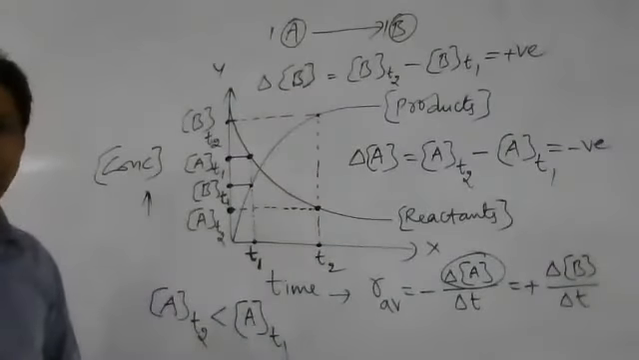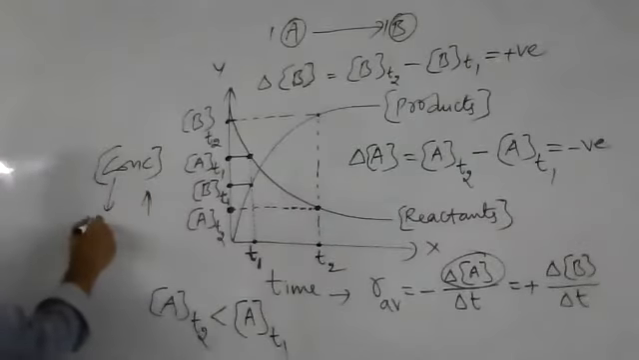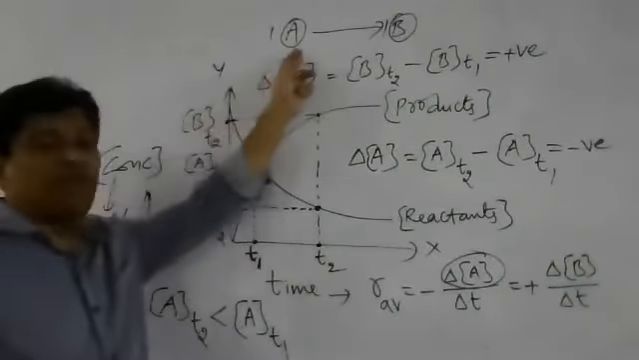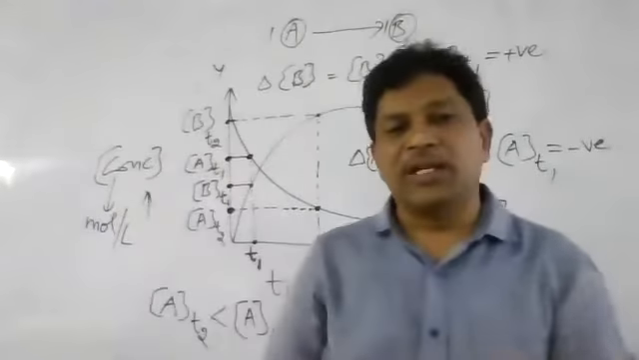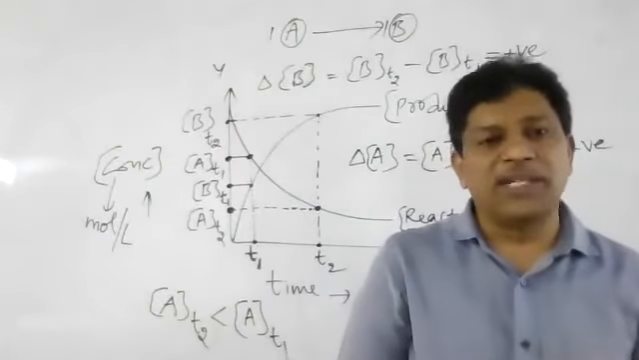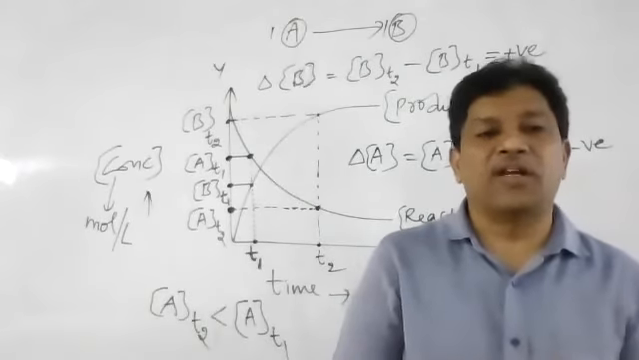Here, concentration indicates molar concentration. This concentration is always measured in moles per liter. Concentration is nothing but molar concentration: the number of moles of the reactant per 1 liter, or the number of moles of the product per 1 liter. If A is a gas and B is a gas, suppose A gas is converted into B gas, then should we use moles per liter, or should we use atmosphere per time for the rate of reaction? We have to use atmosphere per time.